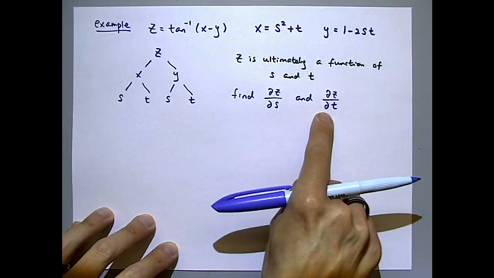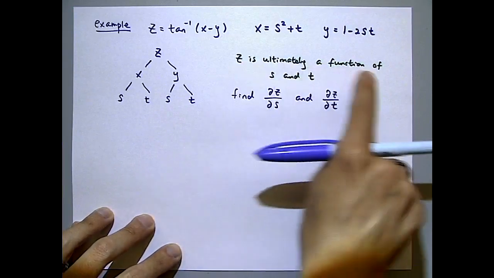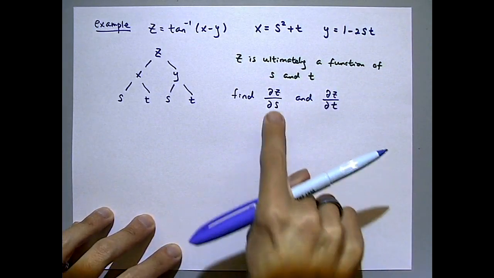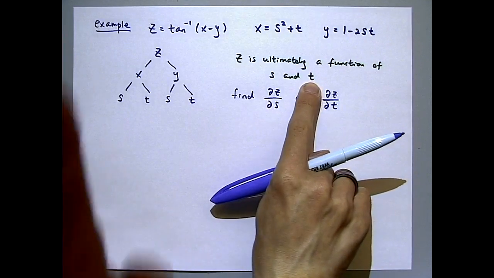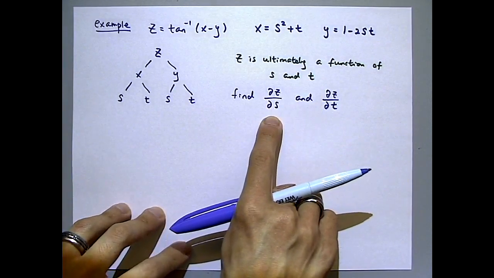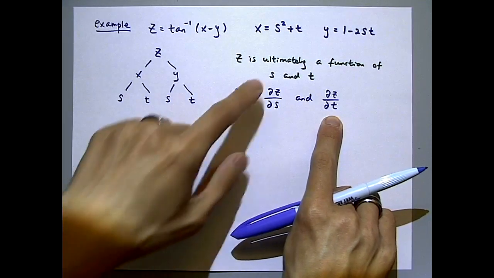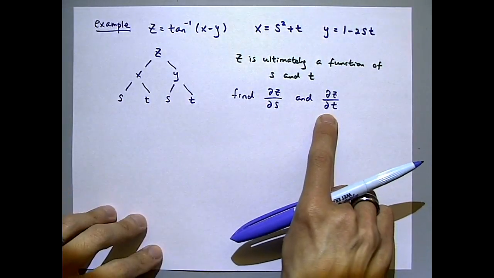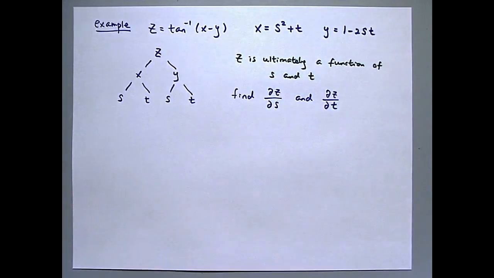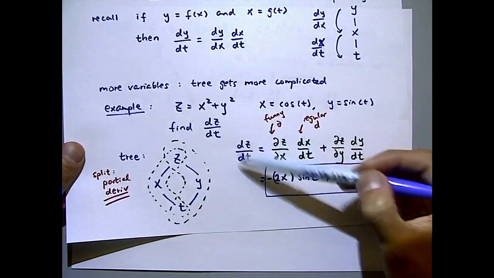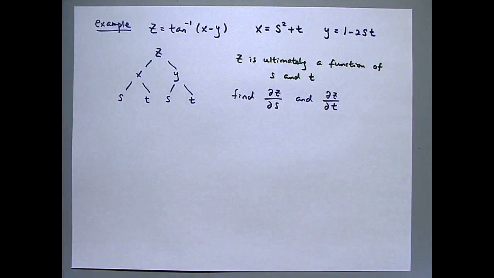Notice I used the funny looking d here because z is really a function of s and t. If I want to know how s is changing z, then I have to momentarily hold t constant. So we're talking about a partial derivative. Same thing here. If I want to know how z is changed by t, I have to momentarily hold s constant. So that's a partial derivative. In the last example, z ultimately only depends on t. That's a one variable function. So that's the regular d. There's no other variable to get involved.